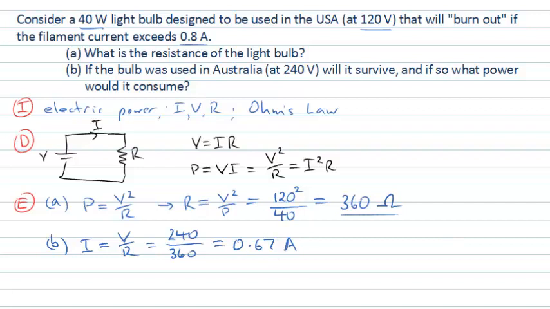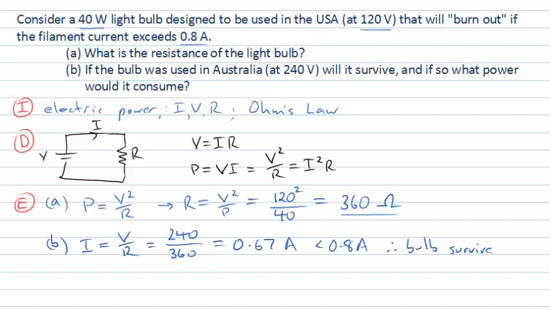And we're told the light bulb can take a maximum of 0.8 amps. So that's less than 0.8 amps. So we're concluding there that the bulb will in fact survive. We could use that light bulb with an Australian supply voltage of 240 volts.